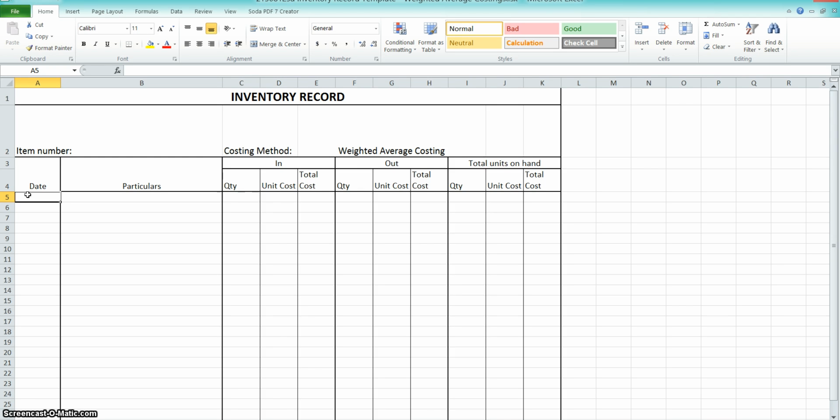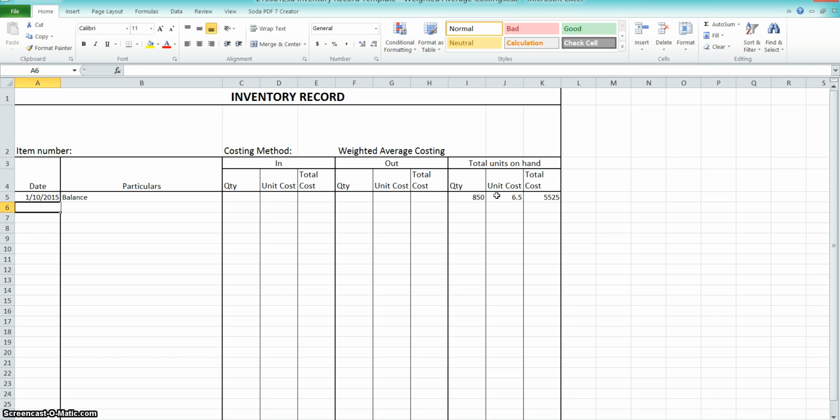On the 1st of October, we had 850 goods on hand at a value of $6.50 each. So this is our balance. The balance we only record in our total units on hand. We don't record them in the in or out. So we'll say quantity 850, unit cost was $6.50, which gives us a total cost of quantity multiplied by the unit cost. So that's how you start it off.